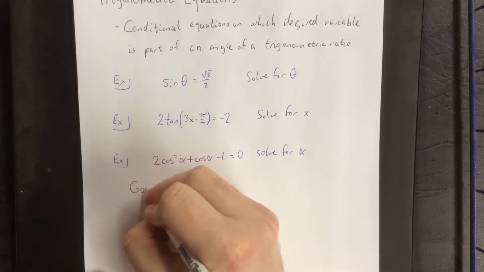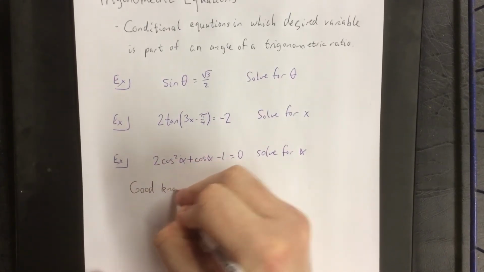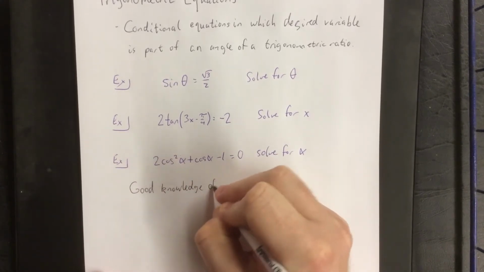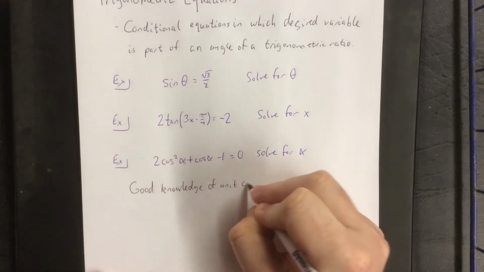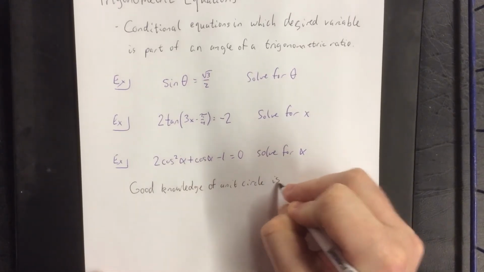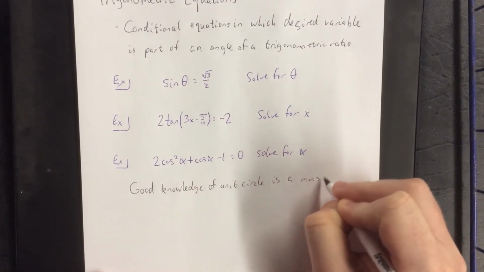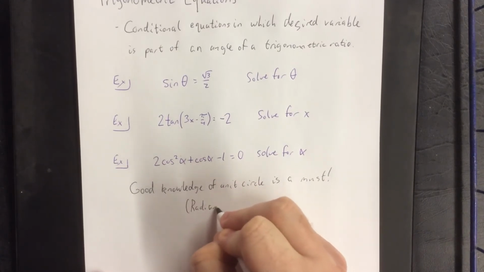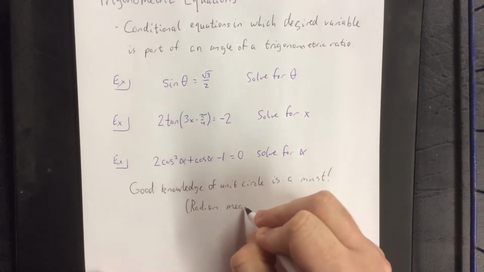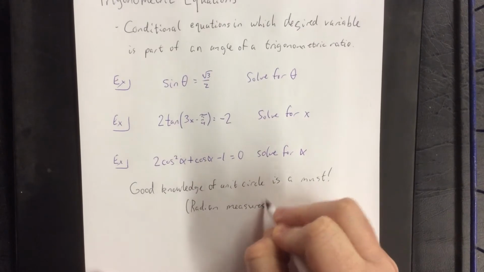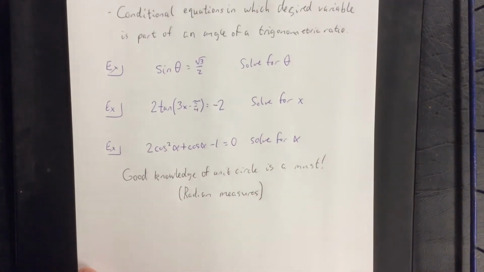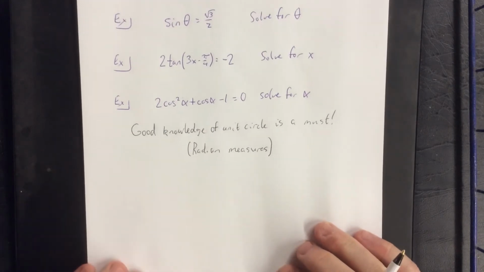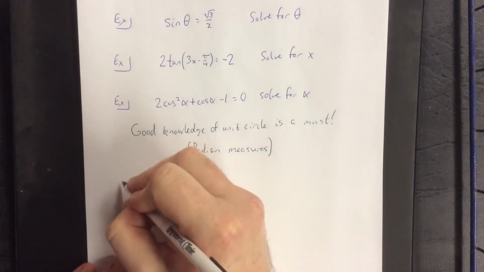So let's emphasize this now. Good knowledge of the unit circle is a must. Now, we're going to be looking specifically for radian measures of these angles. Now, with that in mind, there are going to be two different kinds of solutions that we're going to be looking for.